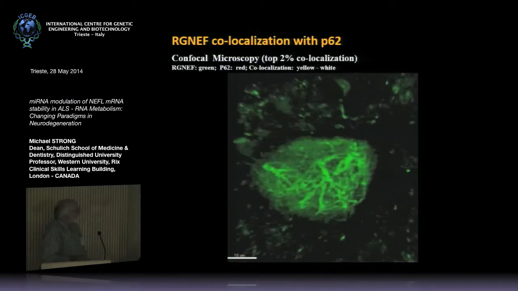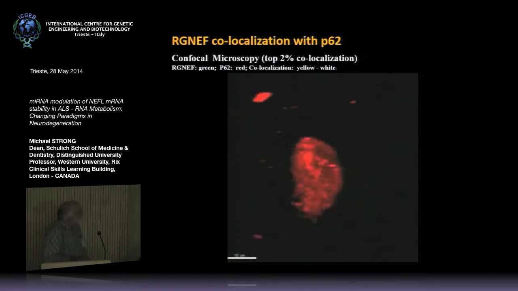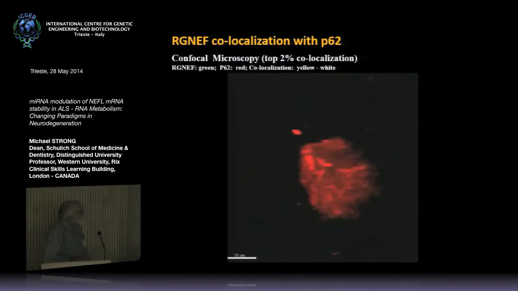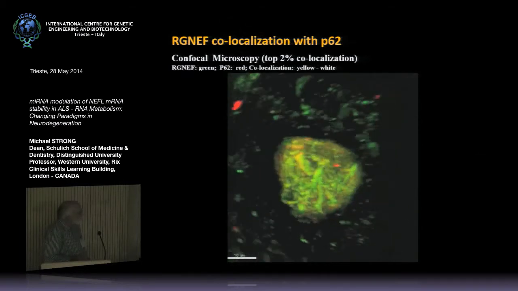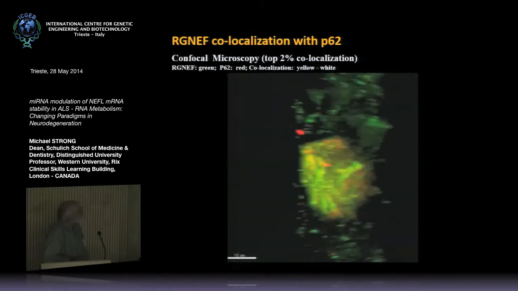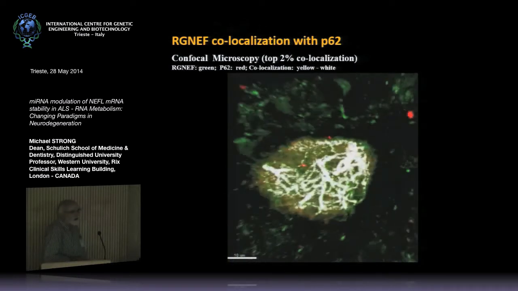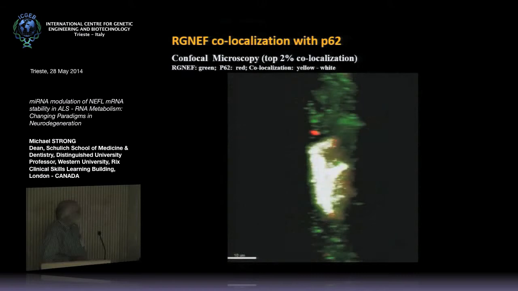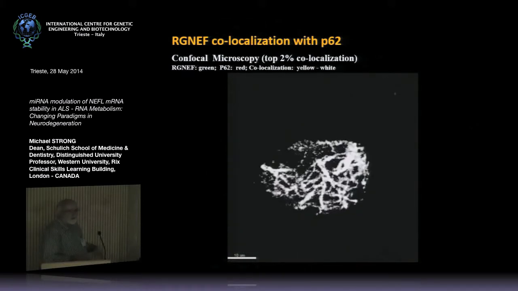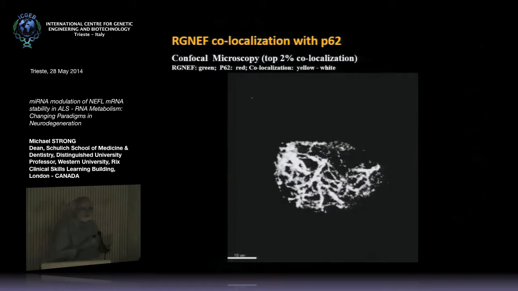So this is a Z stack, and we're going to do deconvolution. This is RGNEF first in the green. Now I've got P62 in the red, so there's a second antibody with it. The traditional overlay is going to occur right now, so anywhere where it's yellow, you can see the overlay. But now what we're going to do is subtract away everything except the top 2% of interactions, right? I'm going to get rid of everything in a moment, and this is what's left behind.